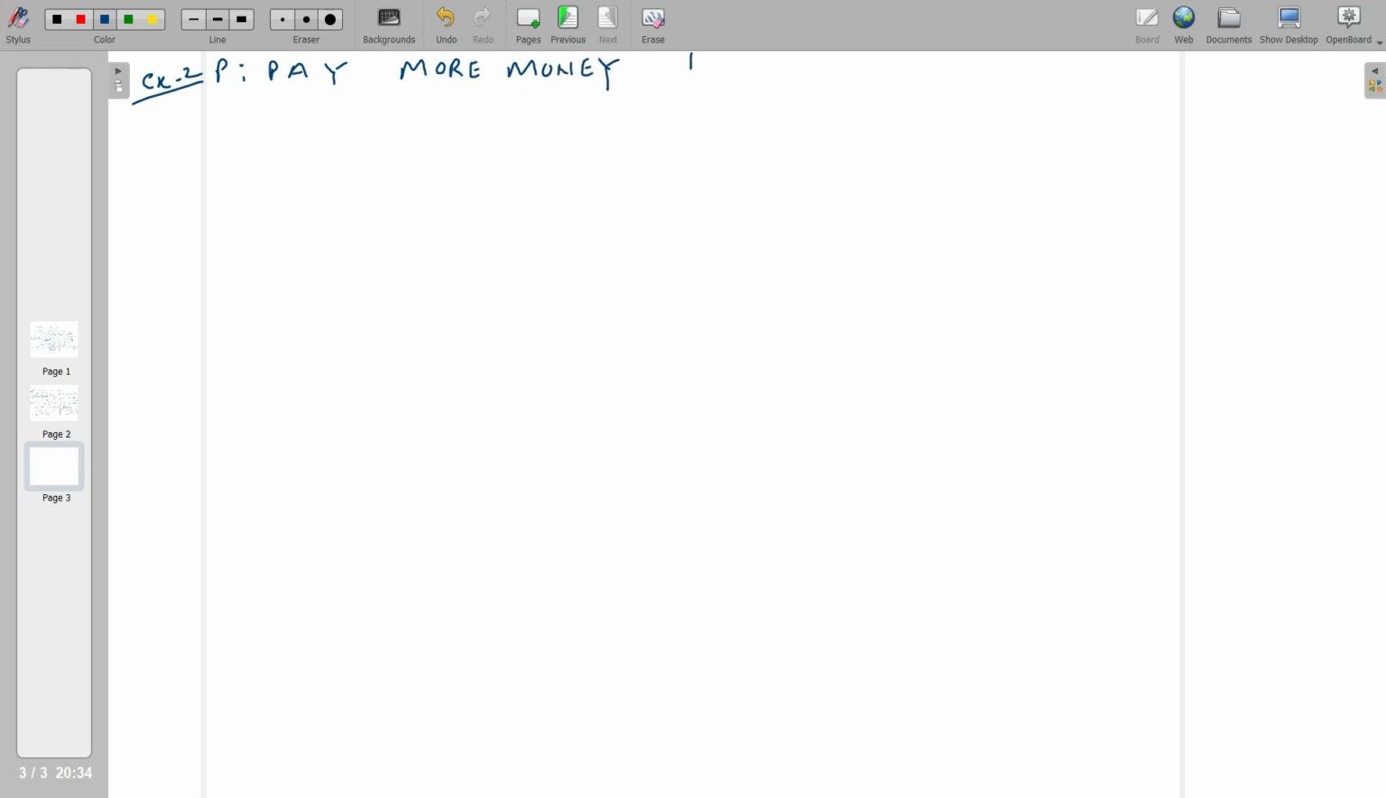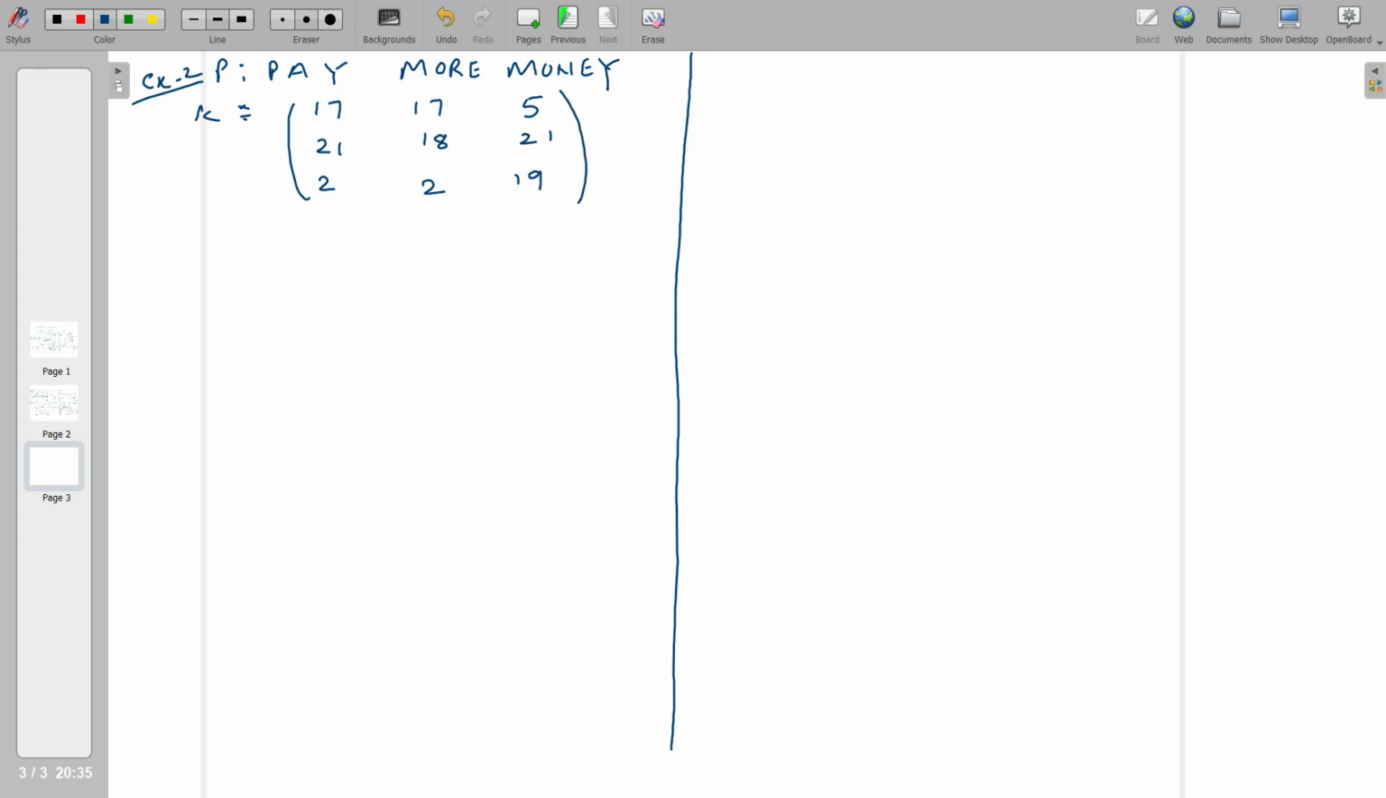Let me divide this page into two parts. Okay, so the plain text is pay more money, and the key is a 3 into 3 matrix. So key is 17, 17, 5, 21, 18, 21, 2, 2, 19. This is key. So this is a bit more complicated.